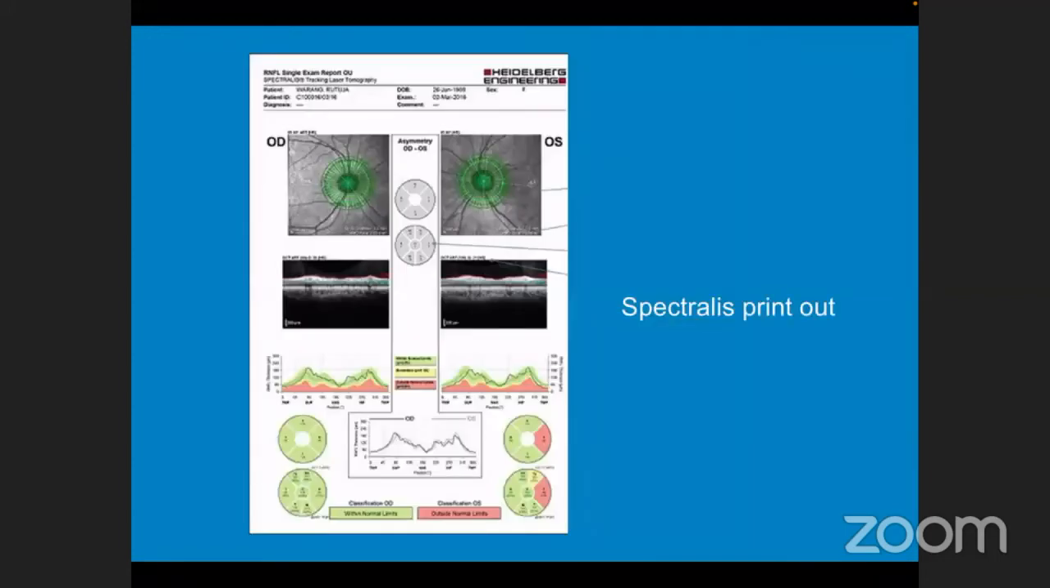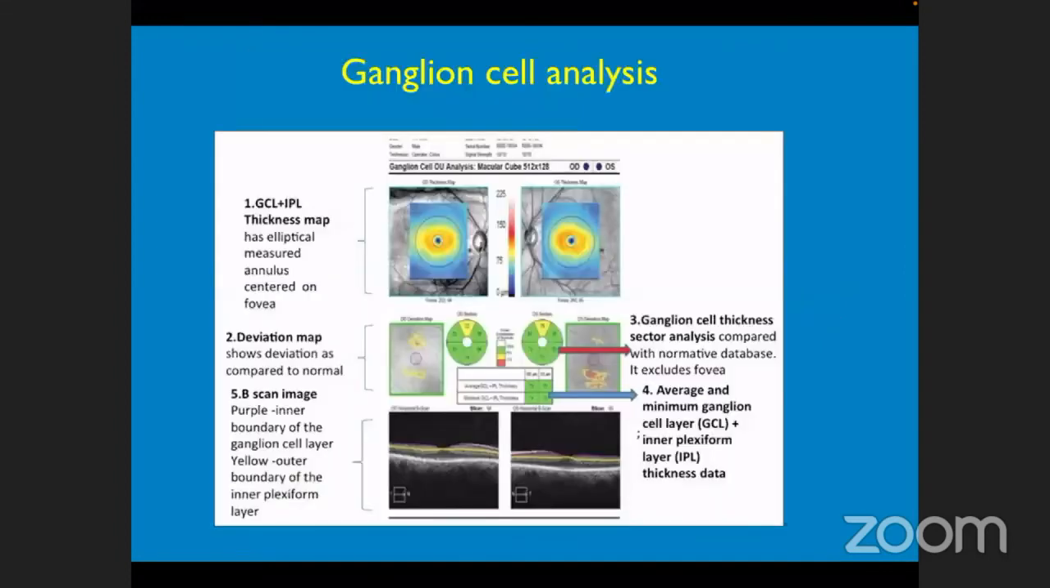Spectralis printout is also similar, but it is very easy to interpret these printouts if you are well versed with Cirrus. So Cirrus, you can keep it as basic, and the other printouts are similar to Cirrus.